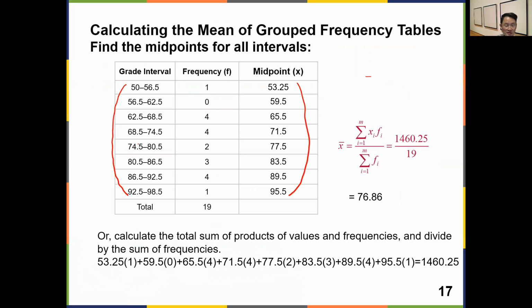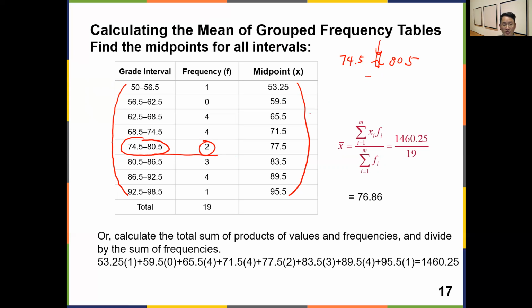So, for example, this line right here. What does this line say? Between 74.5 to 80.5, there are 2 data points there. We don't know exactly what the data point is. Is it like 50? 75, or is it like 80? Where is it? We don't really know. So that's why we are taking the middle number between these.